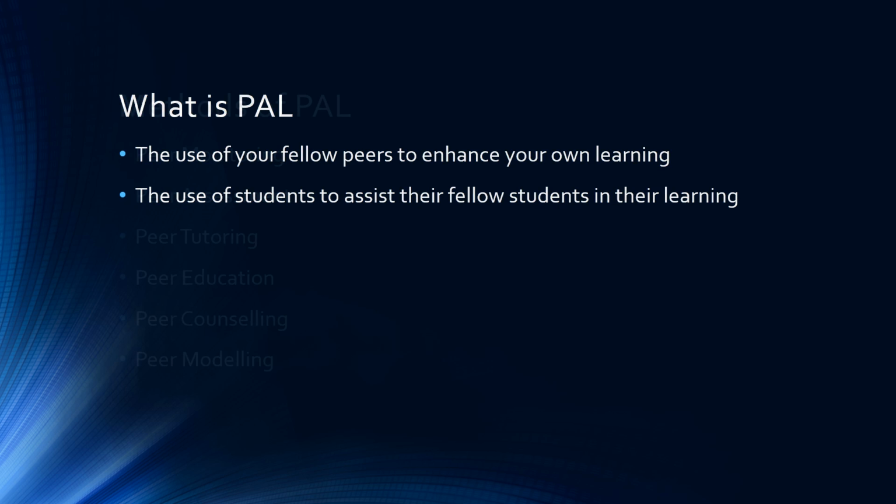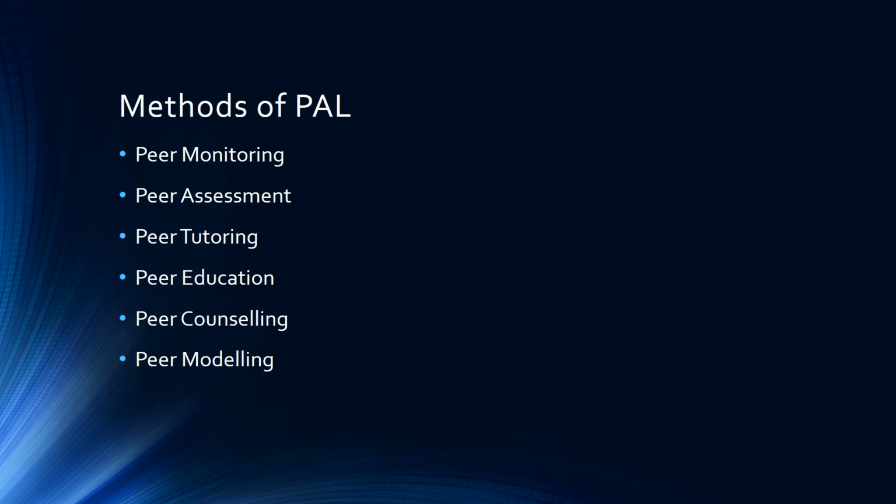Now, there are generally six methods of peer-assisted learning, but there is a fair bit of overlapping. So we have peer monitoring, peer assessment, peer tutoring, peer education, peer counseling, and peer modeling. If they all sound slightly similar to each other, that's because they are. They're just six different aspects. When you're using peer-assisted learning, you can use as many of these methods as possible. For example, peer assessment and peer modeling work very well together. You do not have to use simply one method. You can use multiple methods.